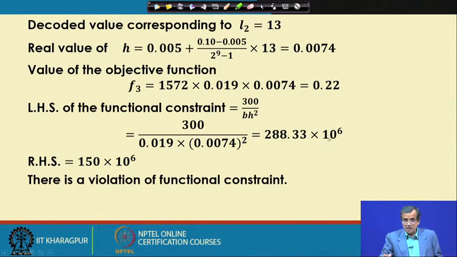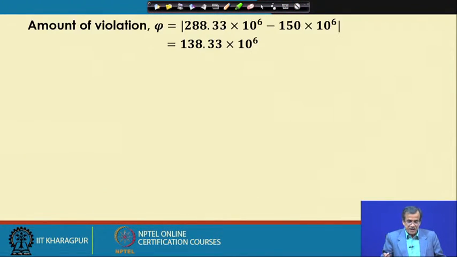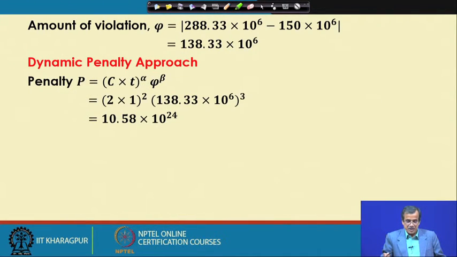288.33 multiplied by 10 raised to the power 6, and this numerical value is more than the allowable value of the stress, that is 150 multiplied by 10 raised to the power 6. So, there is a violation of the functional constraint, and if there is a violation, I will have to find out what should be the penalty term, and we have already decided that we are going to use the concept of the dynamic penalty.